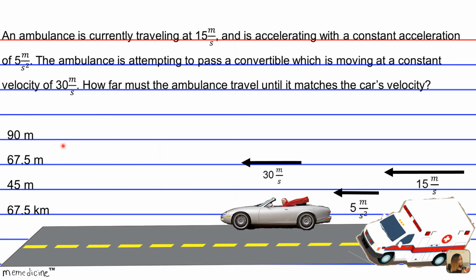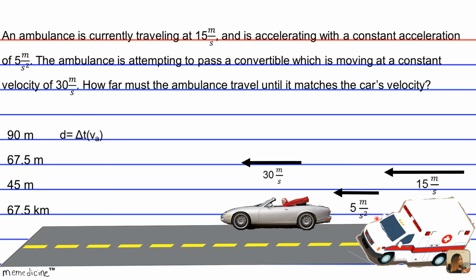Okay, so in order to find the correct displacement with constant acceleration, we can use the formula d is equivalent to delta t times v sub a, where d represents displacement, delta t the change in time, and v sub a is average velocity. Our delta t should simply be the time it takes for the ambulance to go from 15 meters per second to 30 meters per second at an acceleration of 5 meters per second squared.